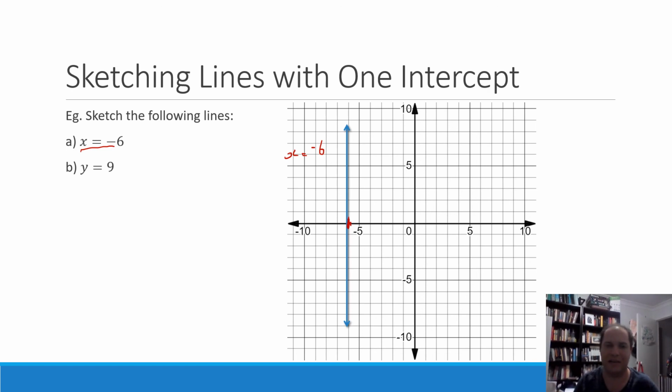It's always -6. Similarly, for y equals 9, it's got a y-intercept at 9, and that's it. There's no x-intercept. So we can just draw a horizontal line there at y equals 9. And there's our second line in that example.